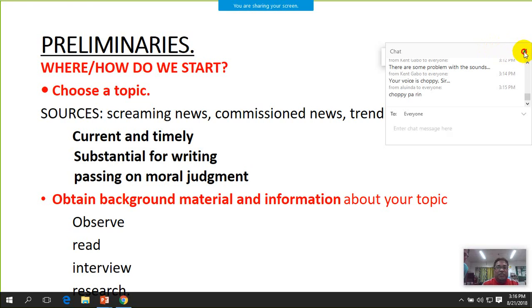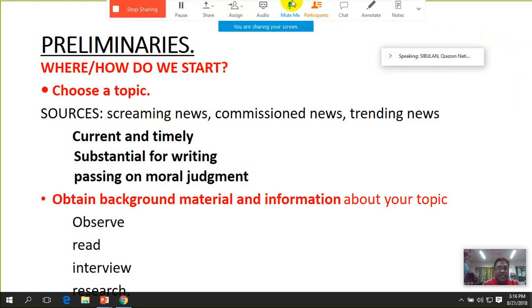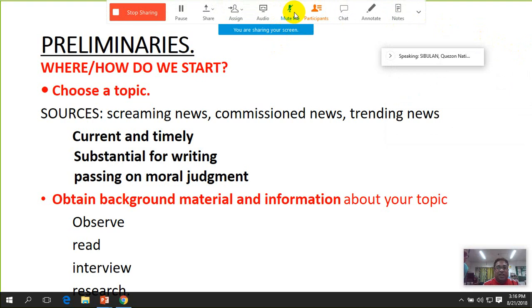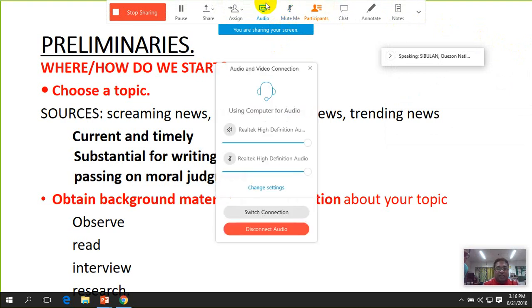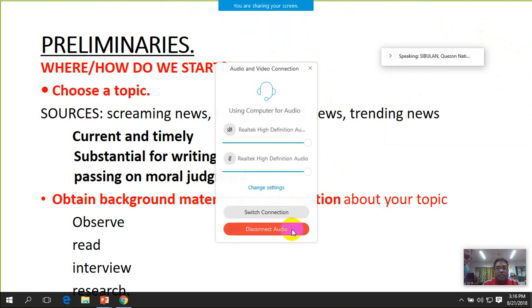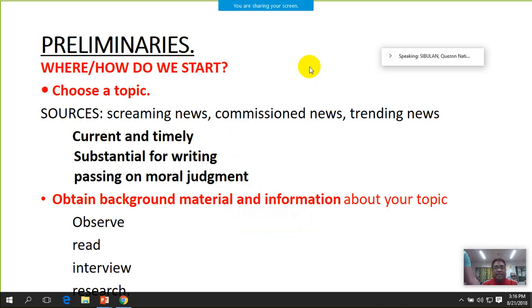So, reading. Obviously, we can generate a lot of information and background materials from reading. Reading newspapers, online sources or online versions of newspapers, and other journalistic materials.